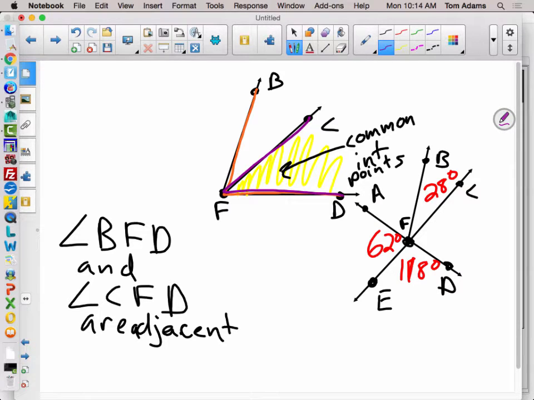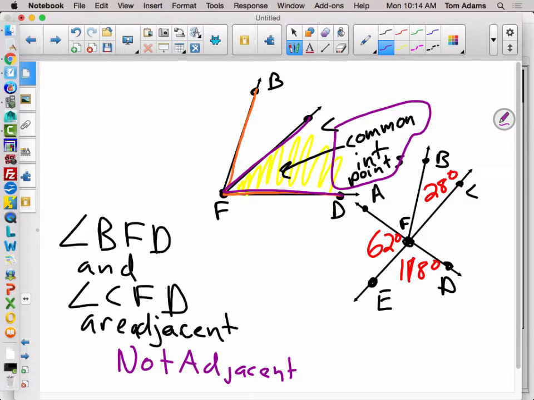Well, Mr. Adams said they're touching. I really should have said they're touching against each other. Are those adjacent? No. The more formal definition means that the two angles are touching, but they don't share common points. So because they share a common point, the answer is not adjacent. They have common interior points.